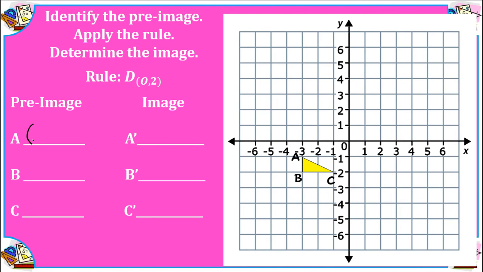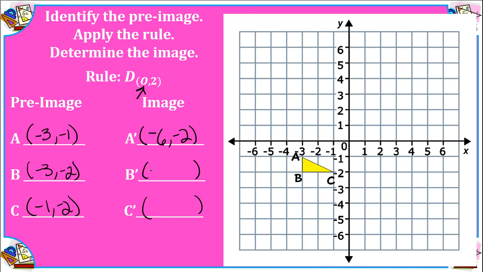Okay, let's try another one. A is -3, -1. B is -3, -2. And C is -1, -2. We are dilating about the origin, so we can simply apply the scale factor of 2. We are enlarging, so all we have to do is multiply every coordinate by 2. A prime is -6, -2. B prime is -6, -4. And C prime is -2, -4.